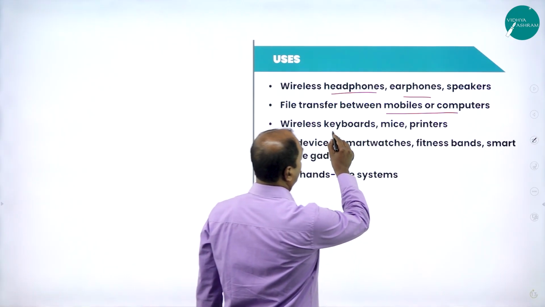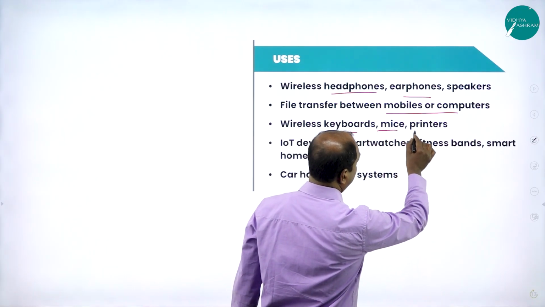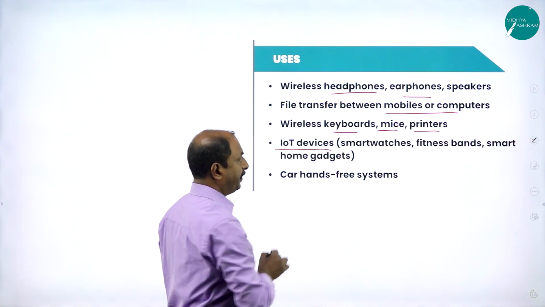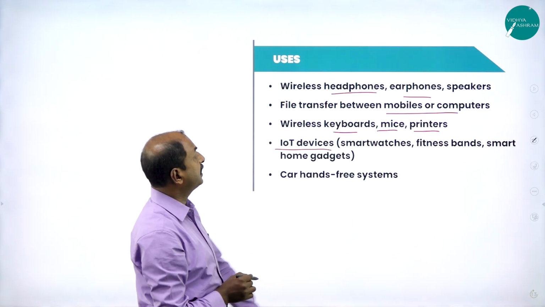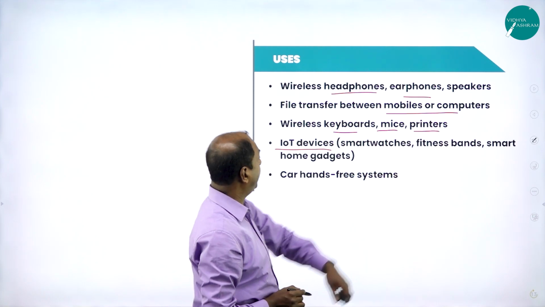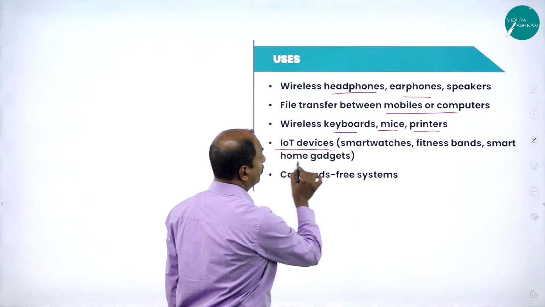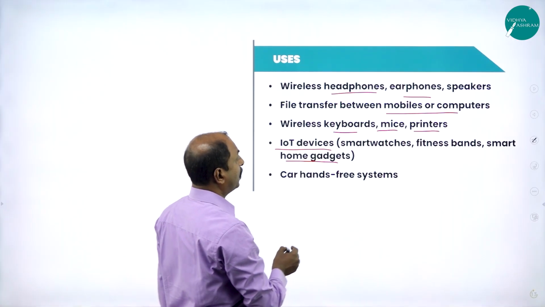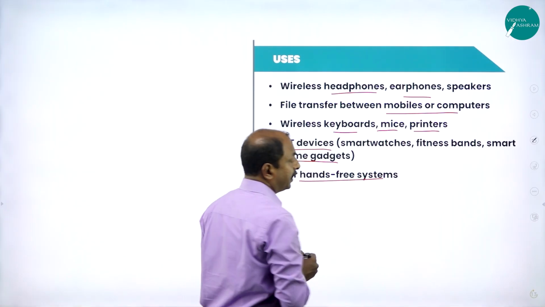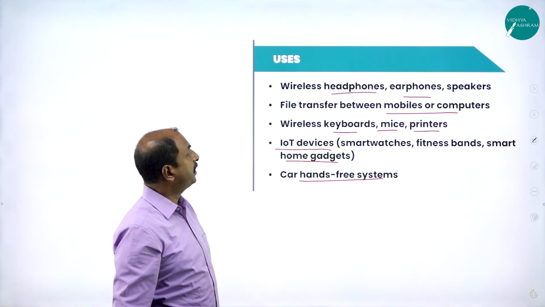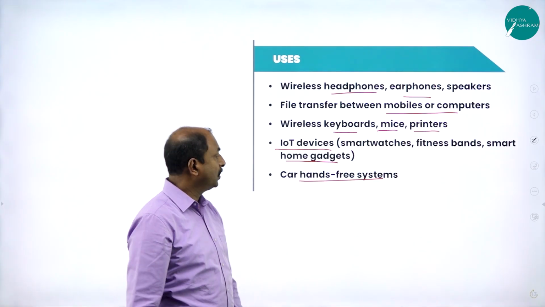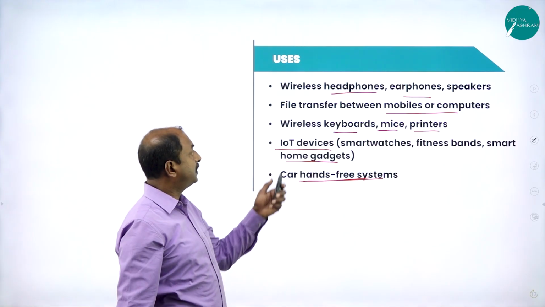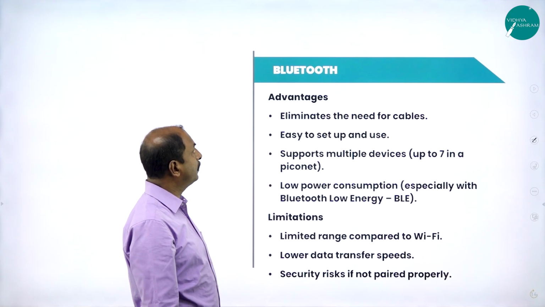Now, wireless keyboards, mouse or mice, printers, and IoT devices, Internet of Things devices. It includes, for example, smartwatches, fitness bands, and smart home gadgets. All this works with the technology of Bluetooth. Next, car hands-free system. This is an automated car where they have so many sensors, so it is possible to have a hands-free system. These are the applications of Bluetooth.